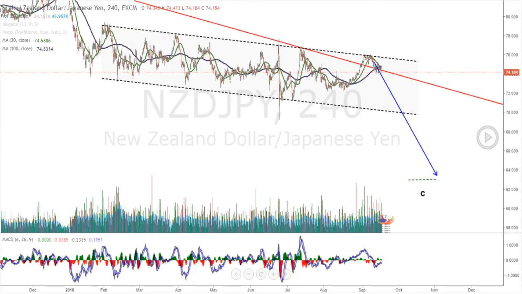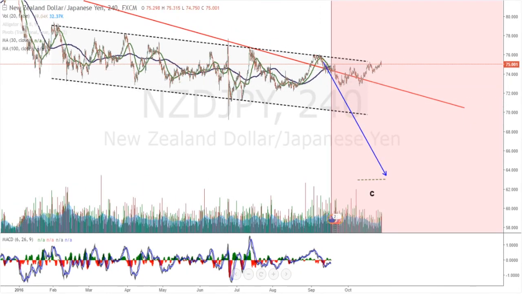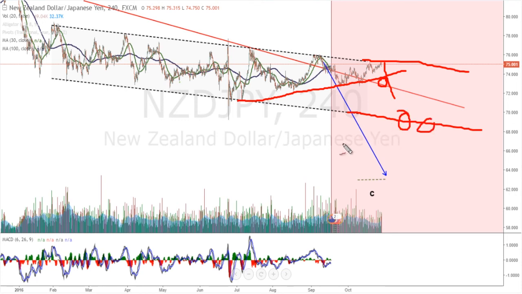Another one. Correction channel down. This is still in the channel, so there's no entry here. Still, you could try and see that entry around there if it breaks down, or if you want to reduce your risk and look for less risk and also less profit, look for it to break down here.